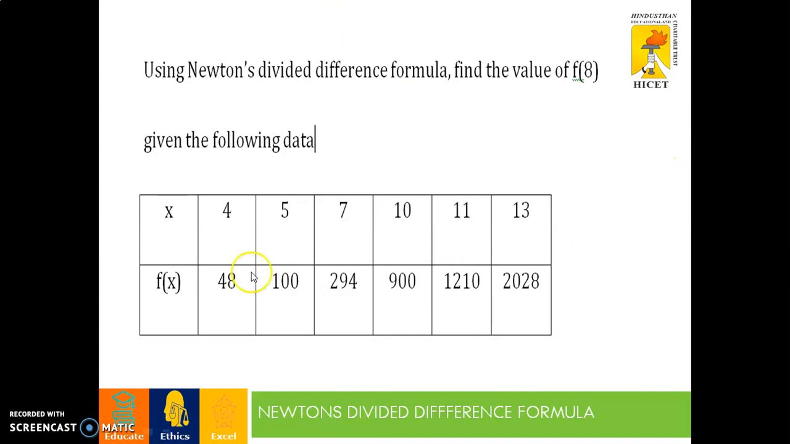So what is the difference between 4 and 5? It is 1. The difference between 5 and 7 is 2. The difference between 7 and 10 is 3. Difference between 10 and 11 is 1. Difference between 11 and 13 is 2. So here the values of x are unequally spaced.